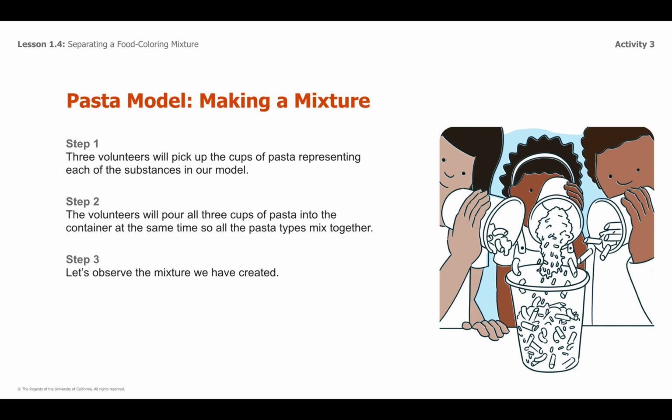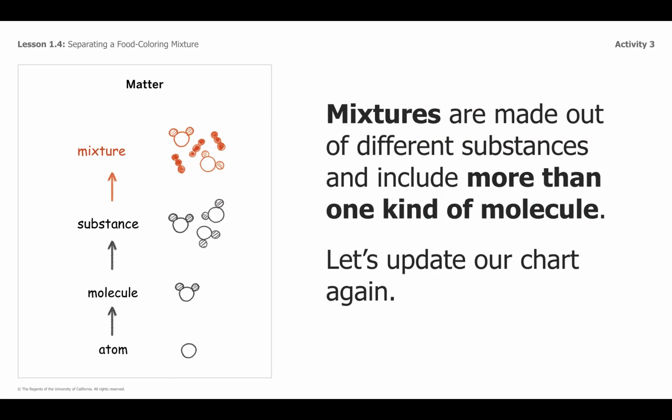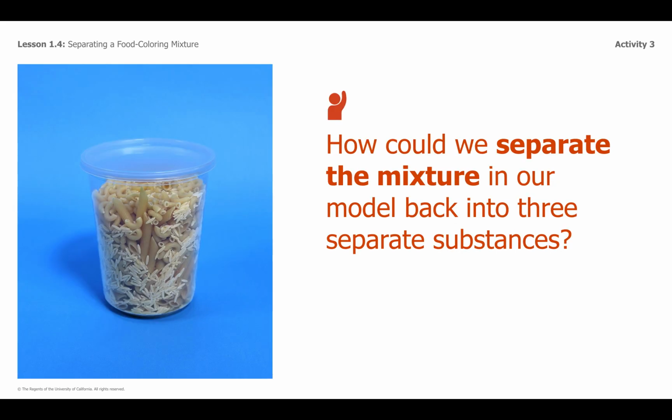Now, we could take all those types of molecules and mix them together to make something called a mixture. Mixtures are made of different substances and include more than one kind of molecule. Let's add mixture to our chart. We see in the picture that a mixture contains different substances. It contains one that looks like a panda or Mickey Mouse, and it also contains one with 3 atoms in a row. So, different types of molecules. How could we separate the mixture in our model back into 3 substances? Think about that for a moment.